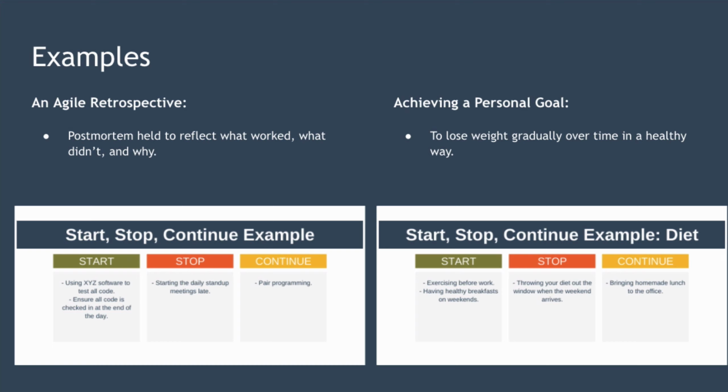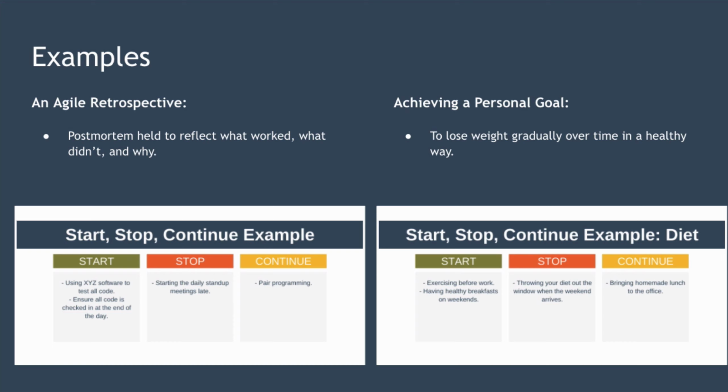So, firstly, for an agile retrospective. Now, Start, Stop, Continue is often used in these agile retrospectives. And these are regular post-mortems held by agile teams to reflect on what worked, what didn't, and why. They're usually held at the end of each agile sprint or cycle.